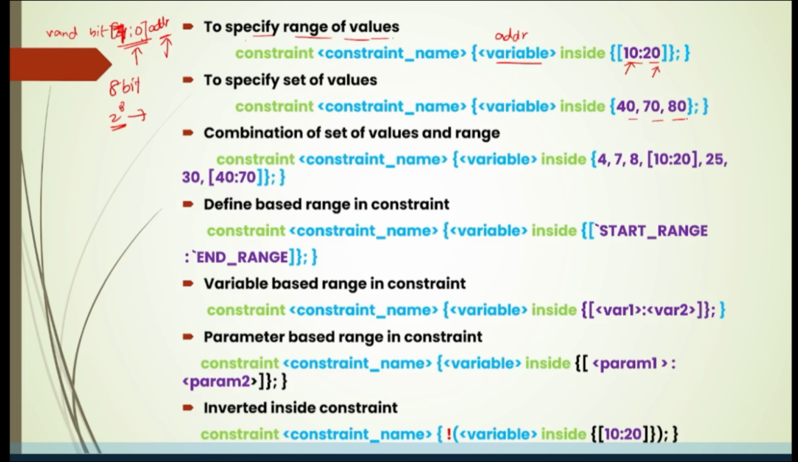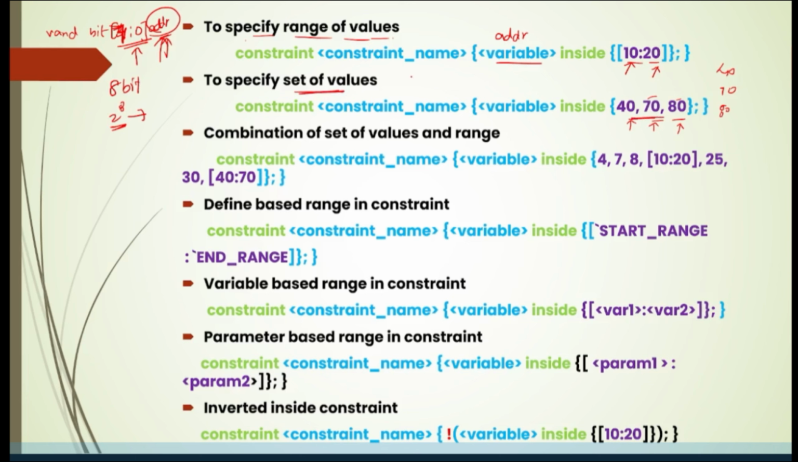To specify a set of values, for example, you only want to randomize among three values. Whenever you randomize this variable, the value should be either 40, 70 or 80. No matter how many times you repeat, only these three values will be produced. So when you want to randomize only a set of values, you use this method.